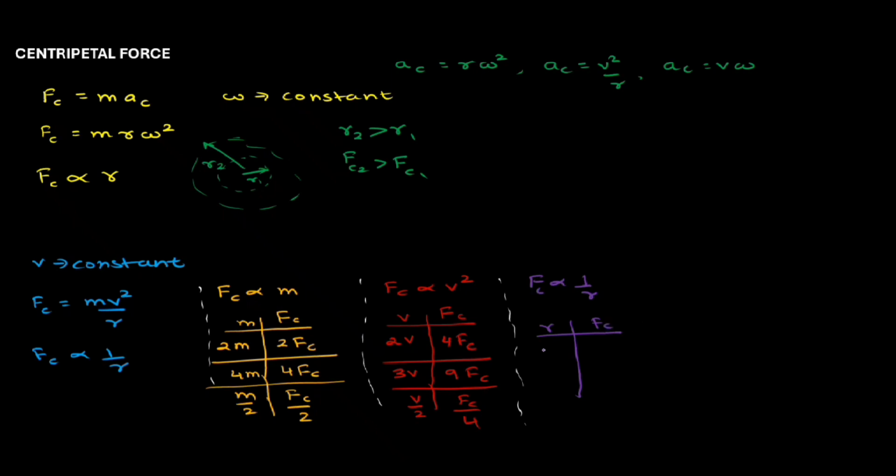So if I make my r double, centripetal force will become half. If I triple my r, centripetal force will become Fc by 3. And if you make your radius half, centripetal force will double. By whatever number you multiply r with, divide centripetal force by that number. So this is how centripetal force in a situation where velocity remains constant changes with each of the following terms: mass, velocity, and the radius.